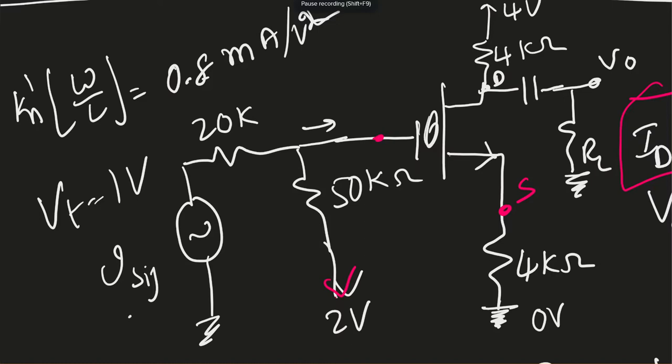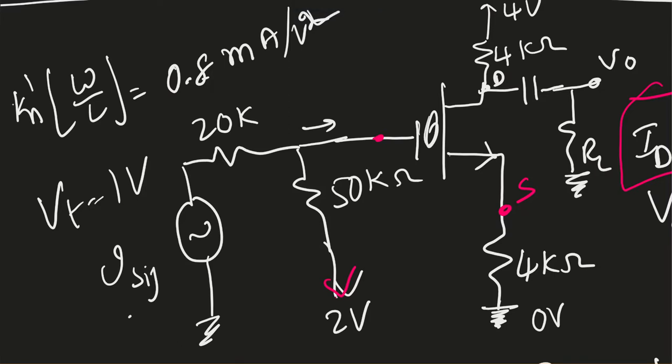The pi model is a lot easier. So if you can solve it by using the pi model, use the pi model. If you don't want to do the pi model, you can solve it by using the T model all the time. But in this particular example, we have to do it by using the T model because the source is not grounded while doing AC analysis. Okay, so that's about the T model and pi model.